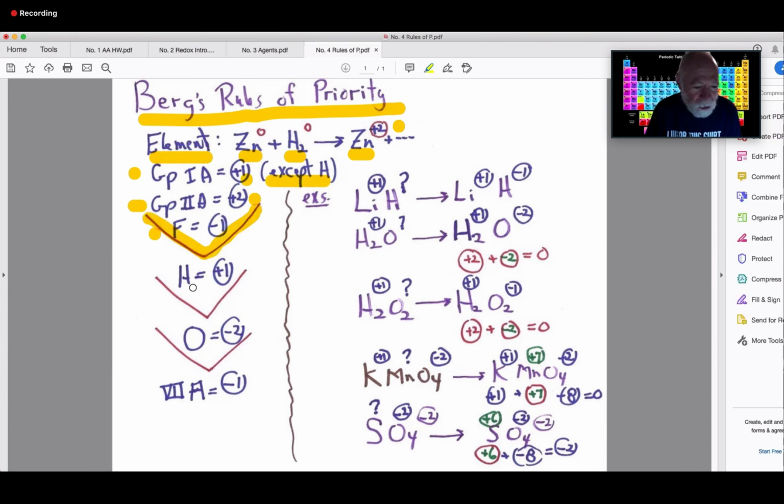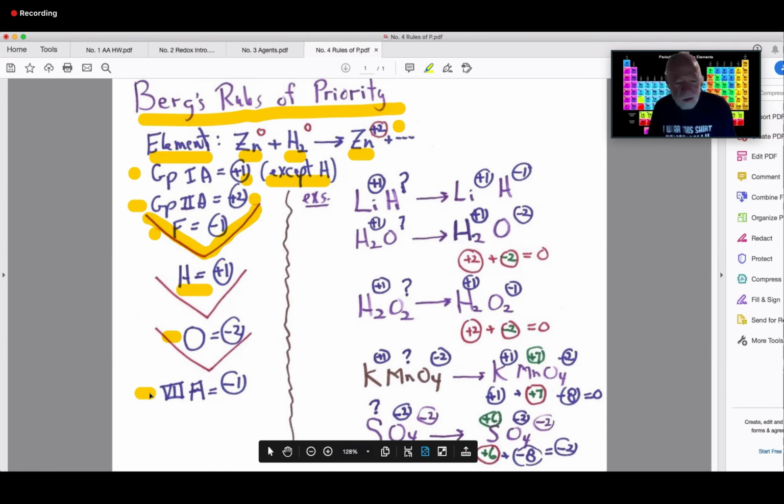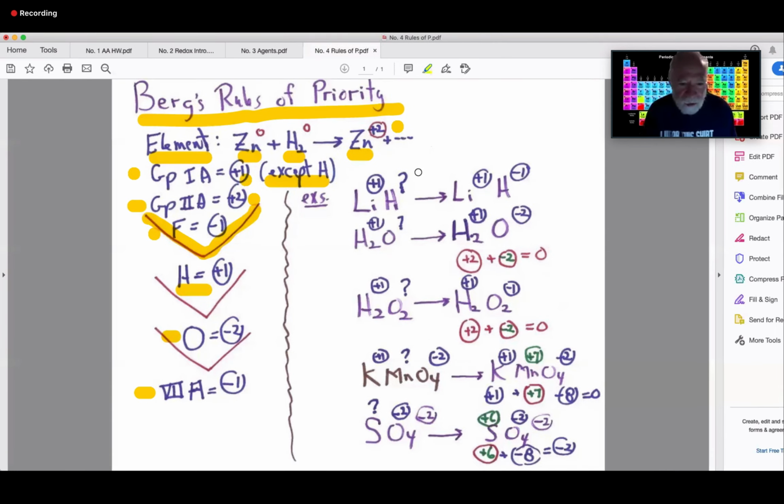Next rule, hydrogen gets a plus 1. Now, I know it's kind of weird because I said plus 1, group 1A, except for hydrogen. It means group 1A has priority over hydrogen. I'll show you in a moment what that means. Okay, oxygen, next rule, has a negative 2, but hydrogen has priority over oxygen. And then family 7A, negative 1. Okay, I'd like to now show you these rules in action by looking at some examples.